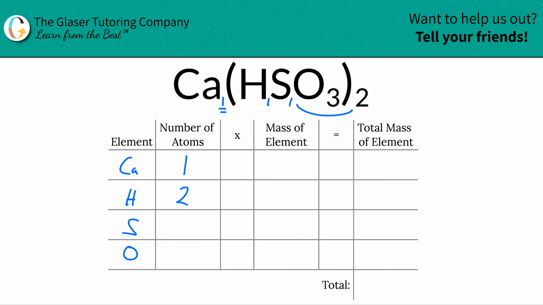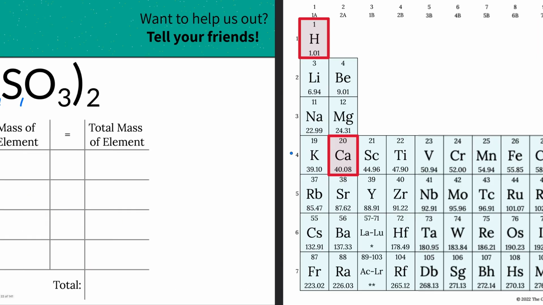Same thing for sulfur. Sulfur is a 1, but then we have 2 of those polyatomics, so we'd have 2 sulfurs in total. We're multiplying, and then 3 oxygen in here, but then you got to take the 3 and multiply it by the 2, so that's 6 oxygen. Then what we're going to do is multiply those number of atoms of each by the mass of each particular element. Where do we find the masses of elements? You got it, periodic table. So let's take a look.